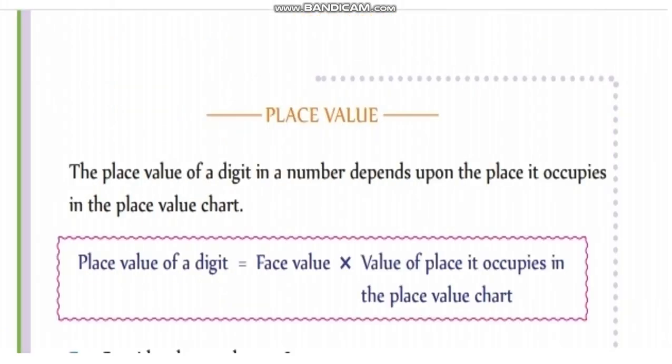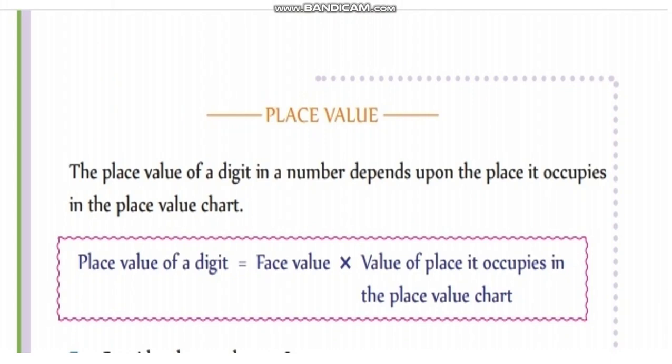Next we move on to place value. In Kannada they call it Sthana Bele. So what is the place value? The place value of a digit in a number depends upon the place it occupies in the place value chart. We know the place value chart. The place value chart contains ones, tens, hundreds, thousands, 10,000s, lakhs, 10 lakhs, crore, etc.